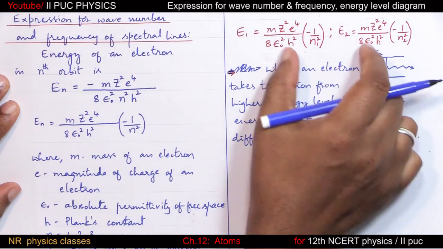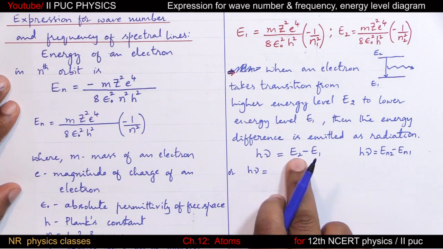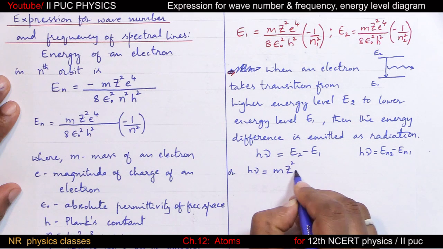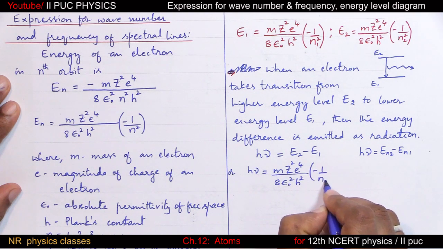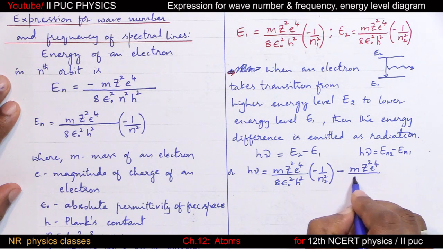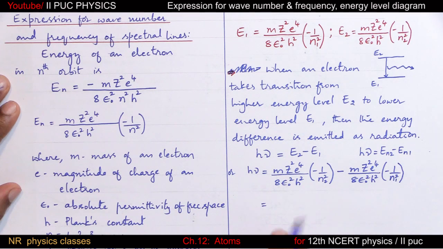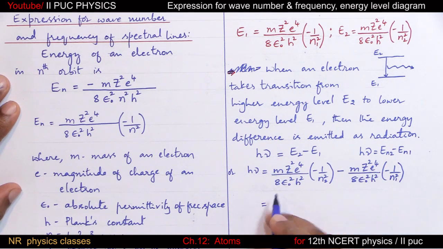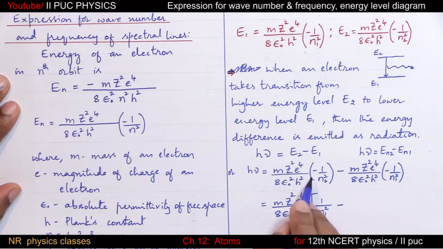We have expressions for E2 and E1. Substitute these two in this expression. E2 is this, minus m z square e power 4 by 8 epsilon naught square h square into minus 1 by n1 square. Now in these two, these are common factors, m z square e to the power of 4 by 8 epsilon naught square h square, into minus minus plus 1 by n1 square, 1 by n1 square minus 1 by n2 square.